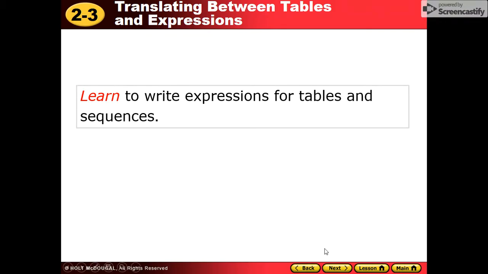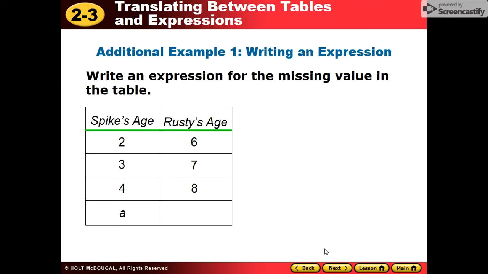Okay, so let's start by looking at our first example where we're looking at the two different ages. It says, write an expression for the missing value in the table. Here's our missing value that we're going to be looking for. We need to write an expression for that missing value. The first thing that I think is going to be helpful for you to do is to look and see if you can find a pattern between Spike's age and Rusty's age.